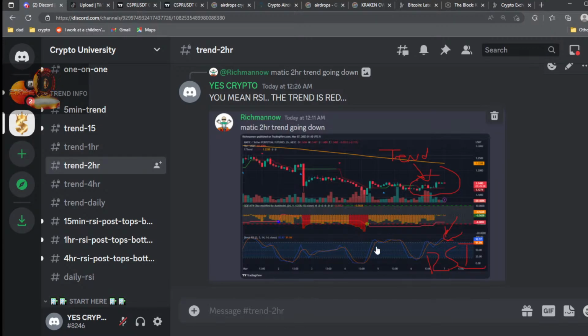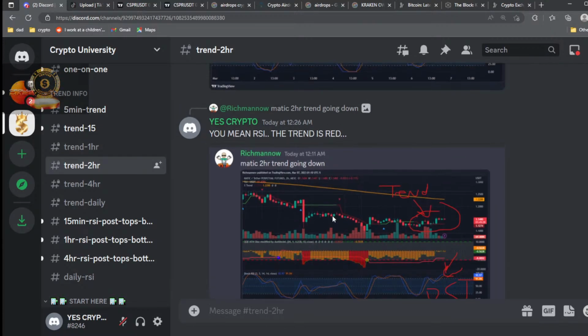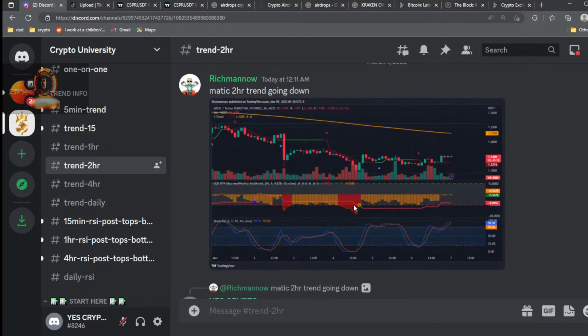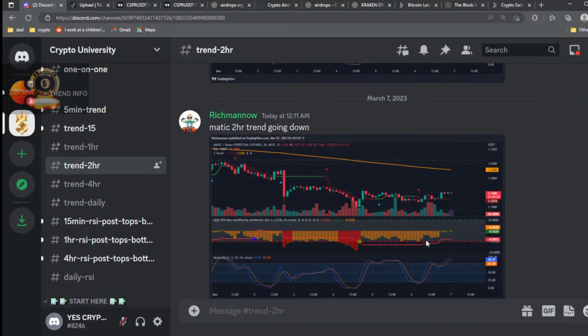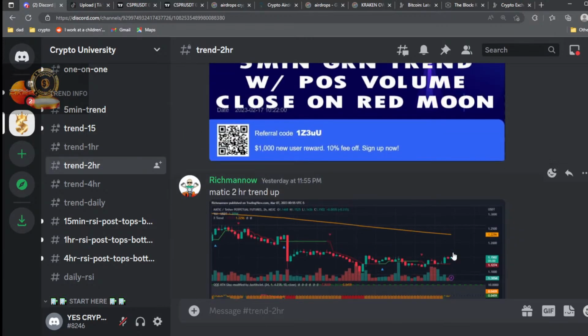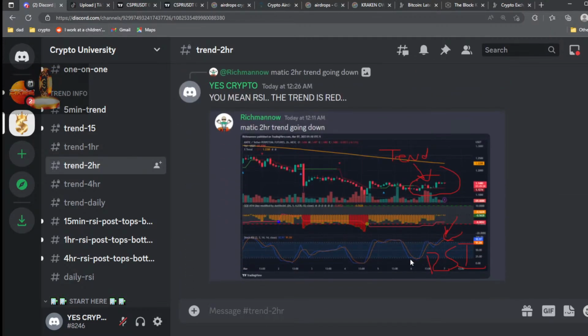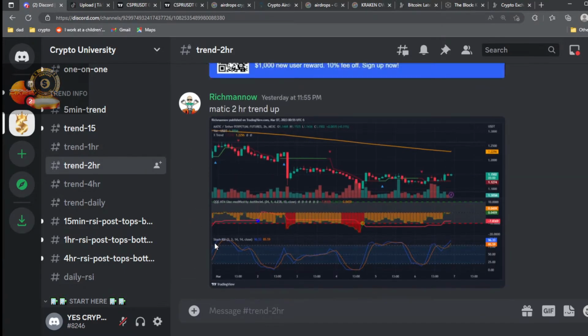Okay, so this will be in the video, my buddy Rich Man Now, and you'll understand. This is the trend here. This is the RSI. So when you post here that the Matic 2-hour trend is going up or going down, that's the RSI. The trend is still red. That's the RSI. You're looking at the wrong thing. Okay, so I'm gonna post this video, watch it, that's for you.